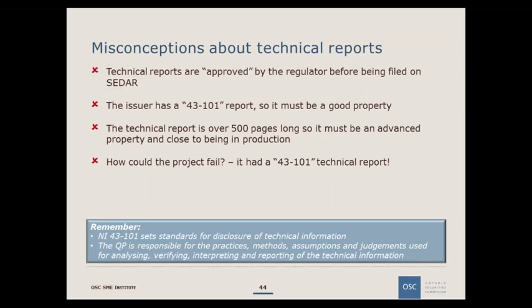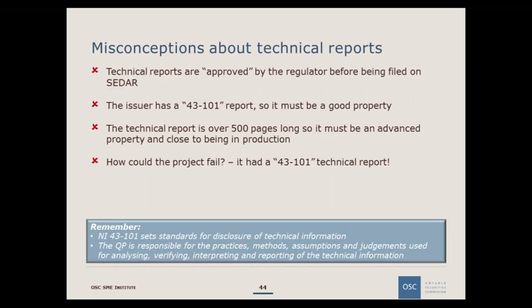And then how could the project fail? It had a 43-101 technical report. Our colleagues out in BC had that experience at a CIM conference where they were asked why a particular project in northwestern Ontario had failed when 43-101 was supposed to be in place to prevent this kind of thing from happening. Well, 43-101 is not there to prevent business failures. It's there to give investors some kind of disclosure to hang their hat on about mineral projects.